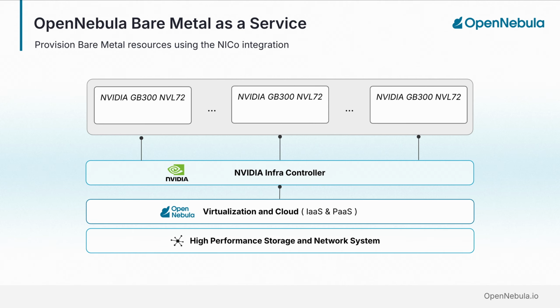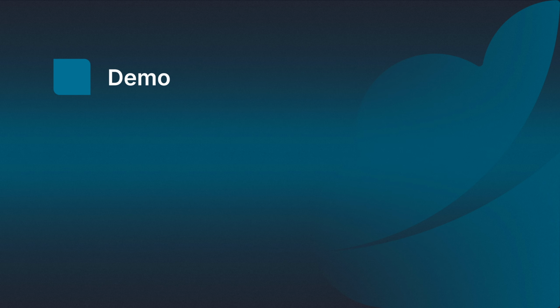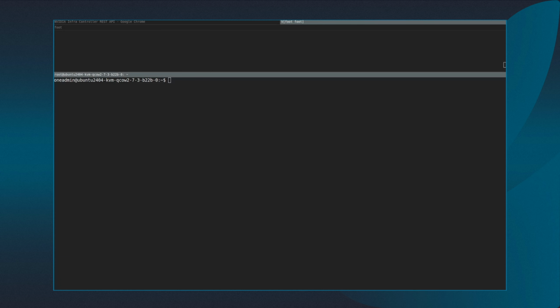For this demonstration, we are using an NVIDIA GB300 NVL72 AI factory with OpenNebula and NVIDIA NICo already deployed and connected. Let's see how a bare metal server can be provisioned from within OpenNebula. In this demonstration, we will launch a bare metal instance directly from OpenNebula using NVIDIA NICo.